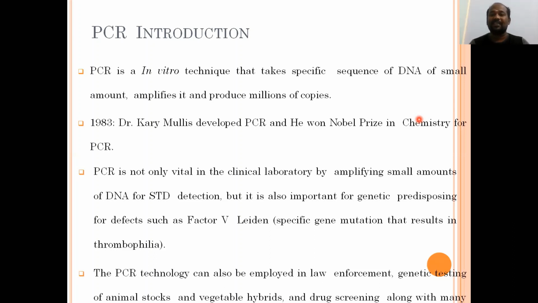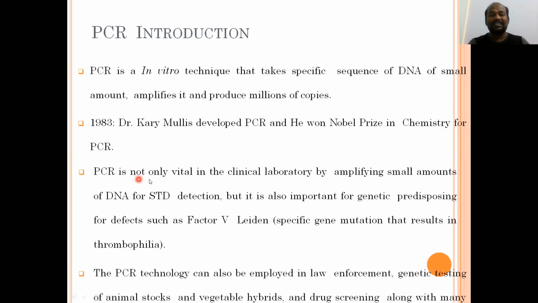In every office we have a photocopier. In the same manner, every molecular biology laboratory or clinical laboratory or any research laboratory must have a PCR machine. PCR was discovered by Kary Mullis in 1983. He also won the Nobel Prize in Chemistry for the PCR discovery.